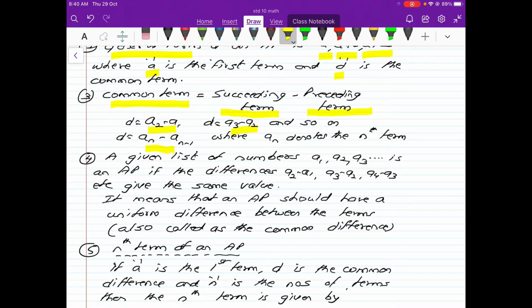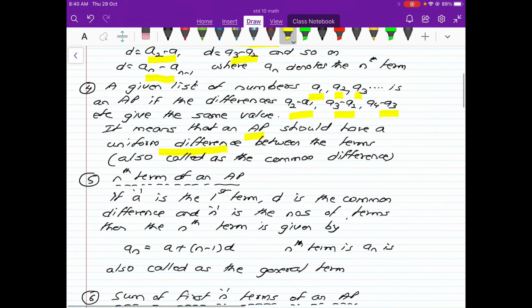For a given list of numbers, say A1, A2, A3, and so on, the differences will be common. That is what we have just discussed. If this difference is common, it is called the common difference, or D. So for a given series to be an AP, it should have a common difference between the terms. So this is called an AP.